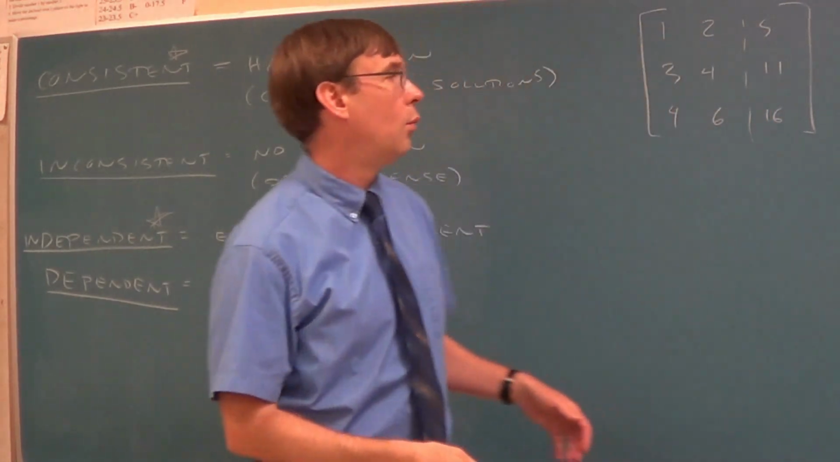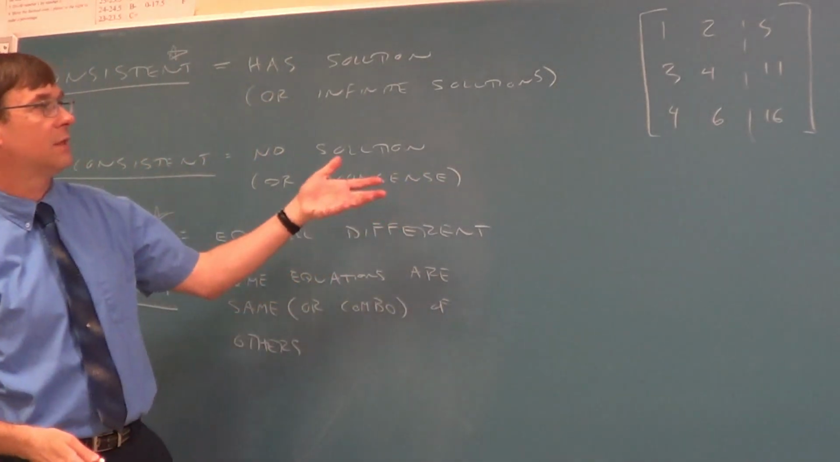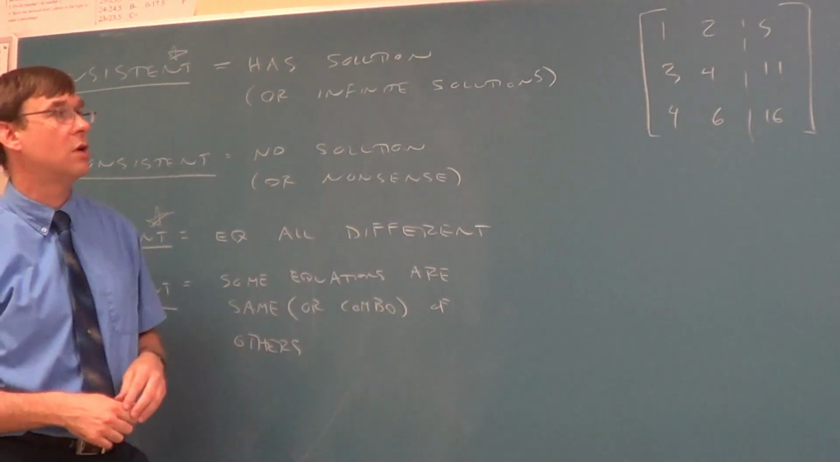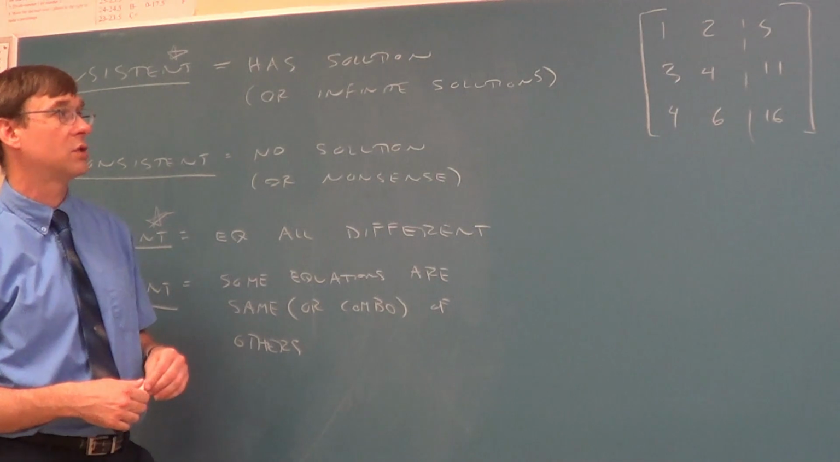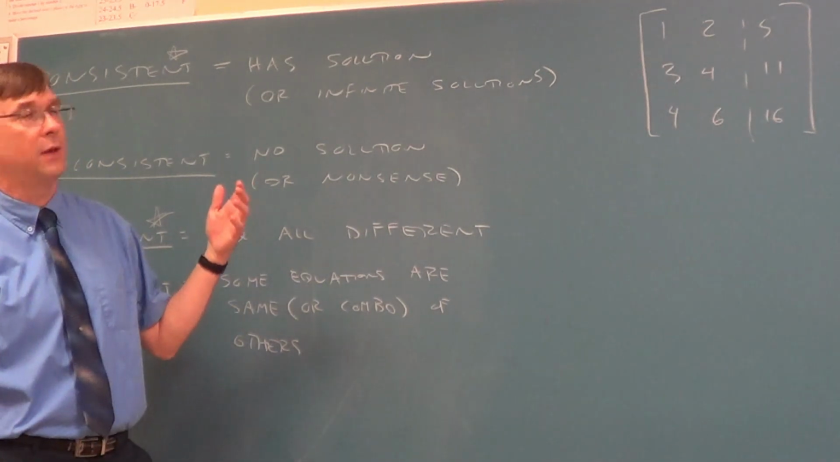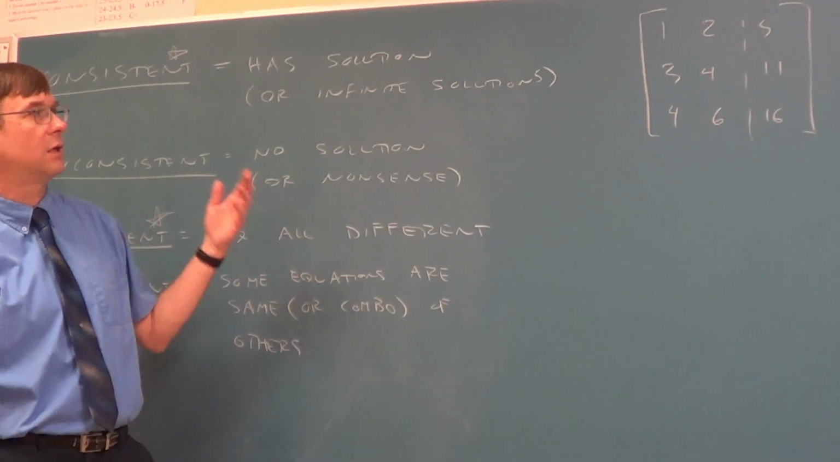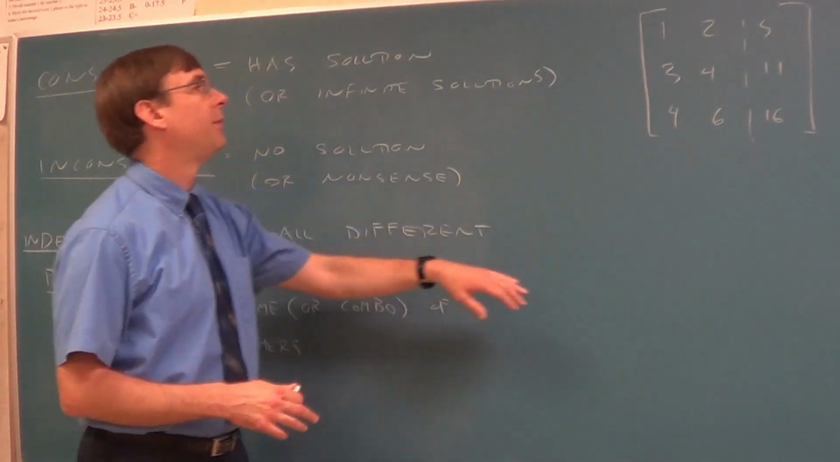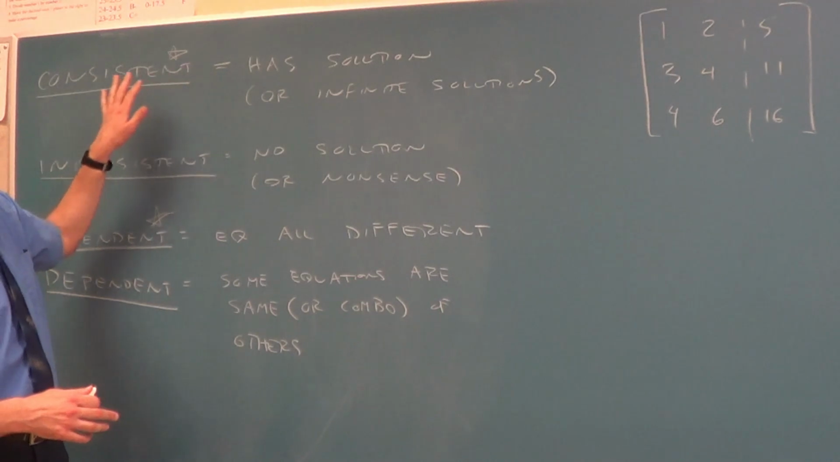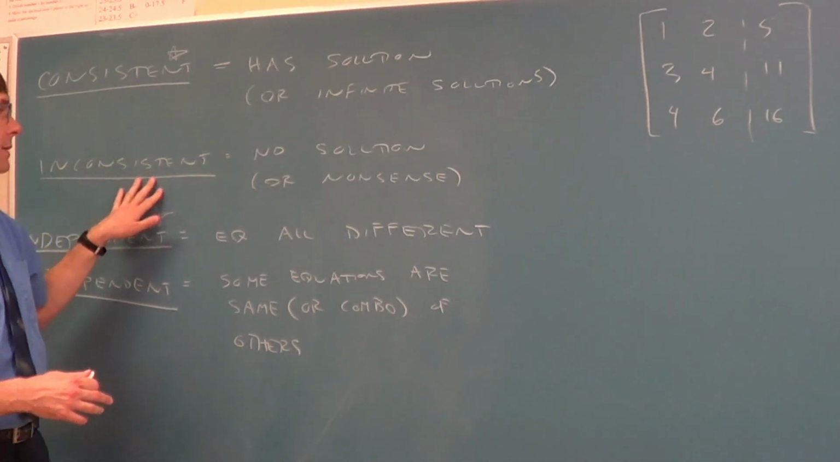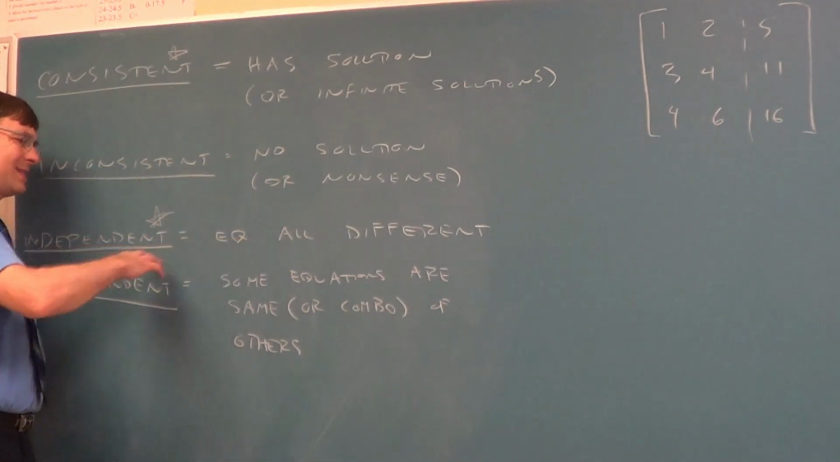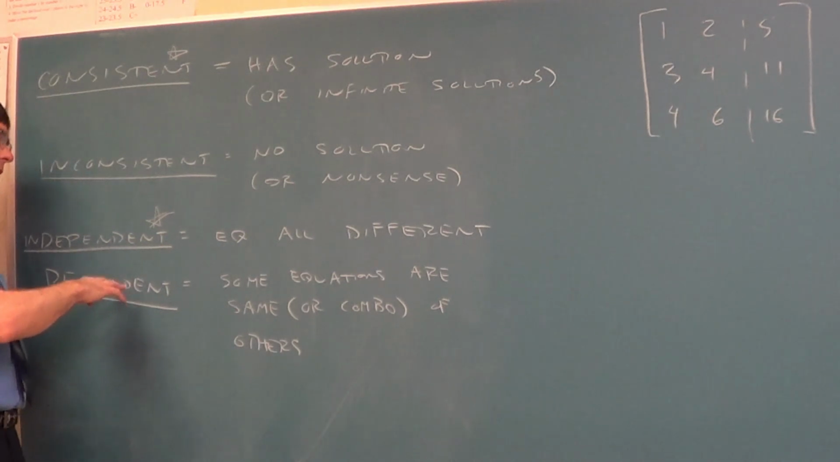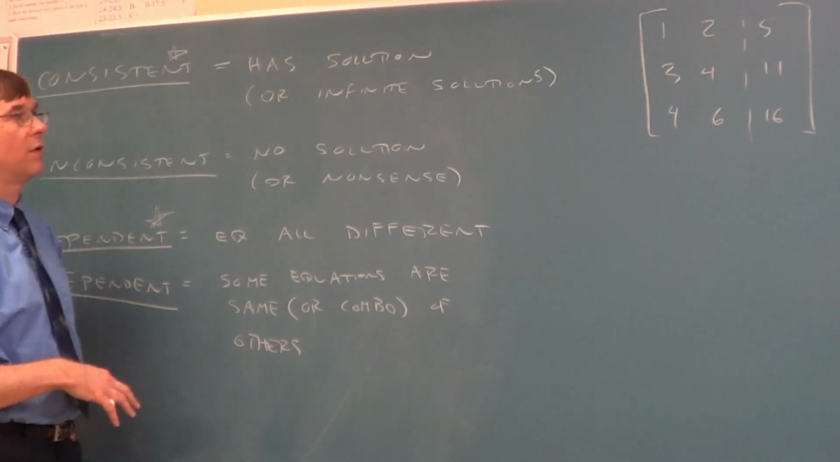Okay, so what we're going to do today, I'll give you some systems. We'll try to solve them. You can solve them by whatever means you want to solve them. If you like multiplying with inverses, if you like Gaussian elimination, you like Gauss-Jordan, whatever you like, solve it somehow. If you can get a solution, it's consistent. If you can't, it's inconsistent. If something ends up being the same, that's dependent. If everything's different, that's independent.